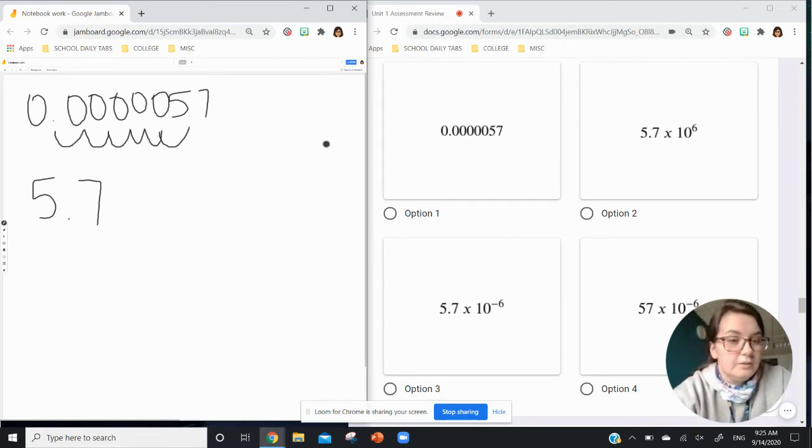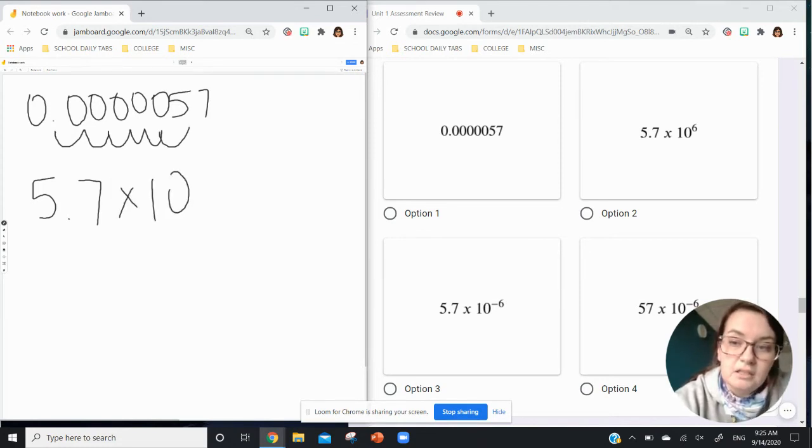So let's do our second part then. So we know it's either going to be a positive 6 or negative 6 here. So it's always going to be times 10. And then this is how I look at it from this angle.